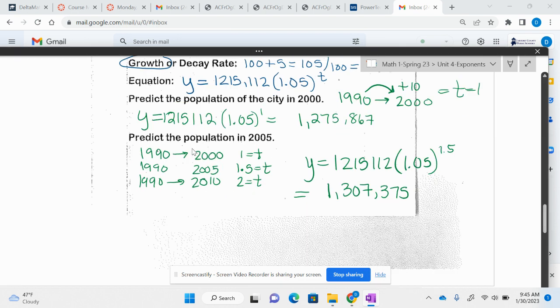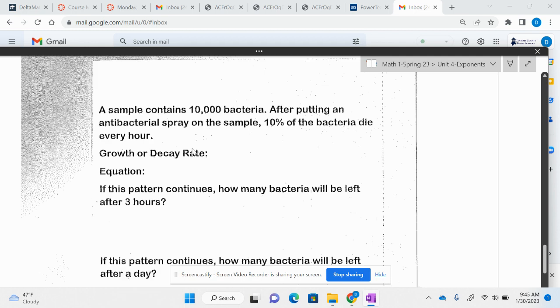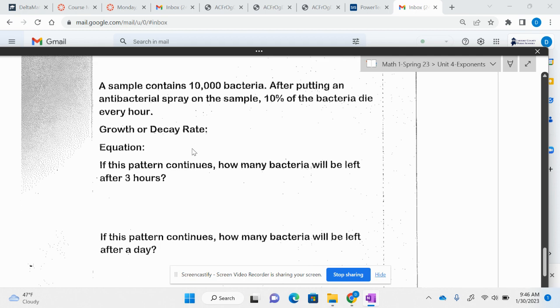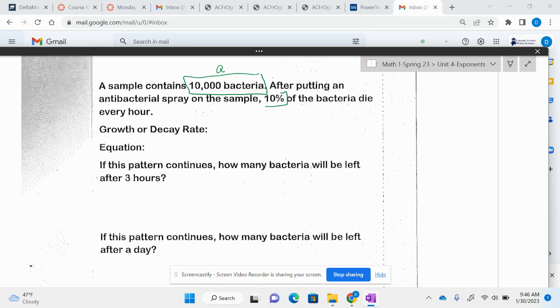All right. I think we have 2 more examples. This first one talks about bacteria. It says a sample contains 10,000 bacteria. This is A, my starting value. After putting on antibacterial spray, 10% of the bacteria die every hour. This is my rate, and my time is in hours.